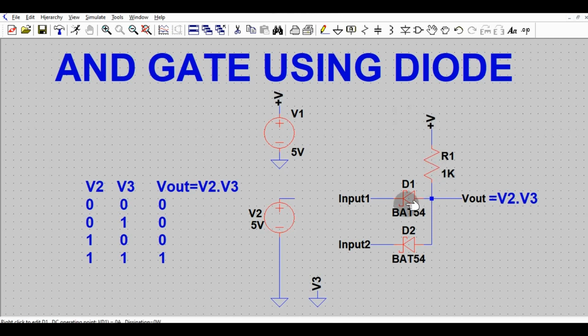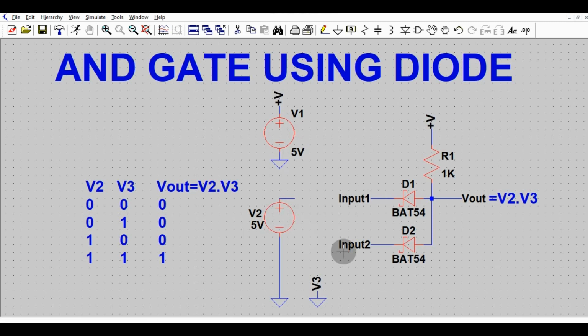Then we have two diodes, D1 and D2. At the moment I have selected the Schottky diode, that is BAT54. Both diodes are identical, I assume. And from the junction of both diodes and one resistor, you have the output, which is equal to the logical AND of V2 and V3. And you have two inputs here, which will be connected to V2 and V3.